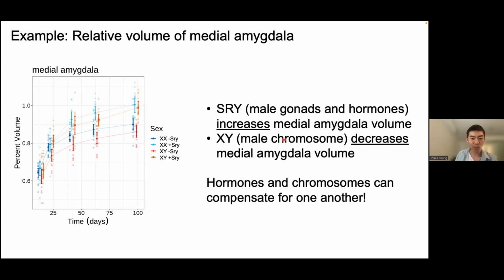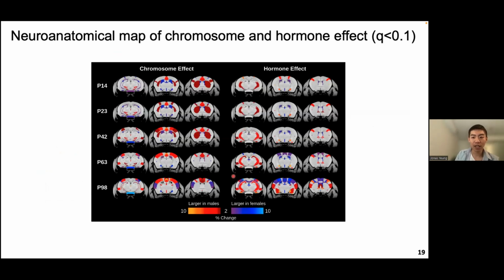Next, I'll be showing the neuroanatomical map of the brain, so other regions as well. So on the left here, I'm showing the chromosome effects. On the right here, I'm showing the hormone effects. And each row represents a time point in which these differences tend to emerge. And then the colors here represent areas that are larger in males. So those that are red are areas that are larger in females. So they're colored in blue.